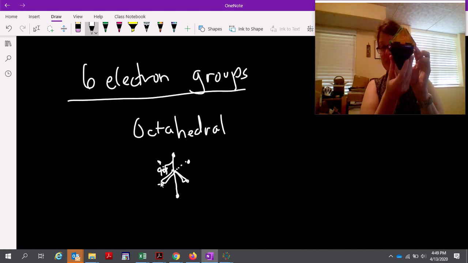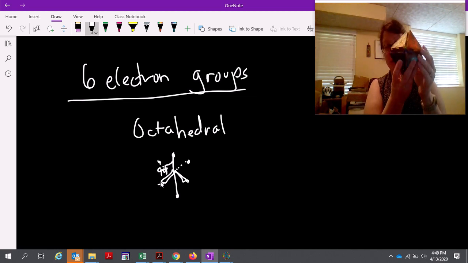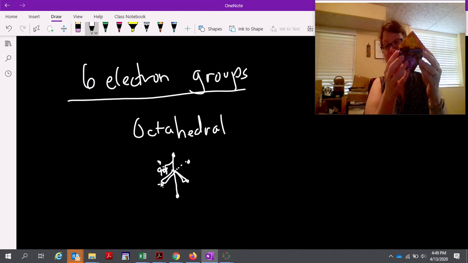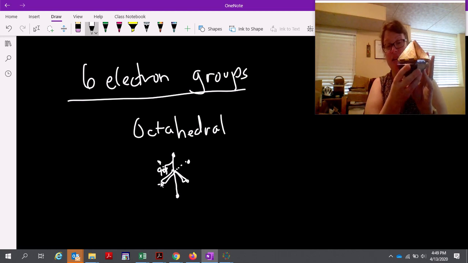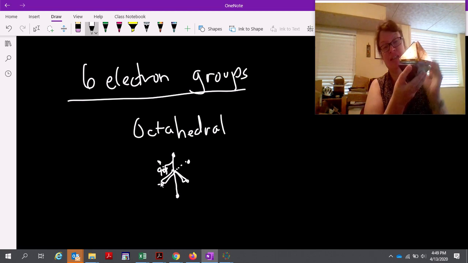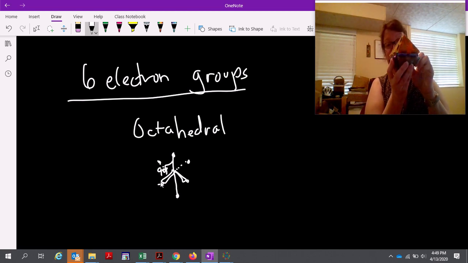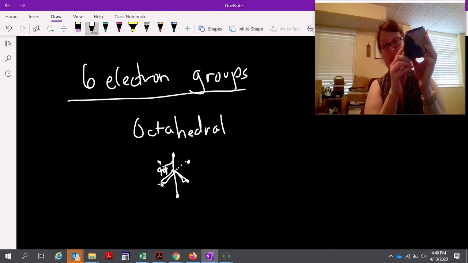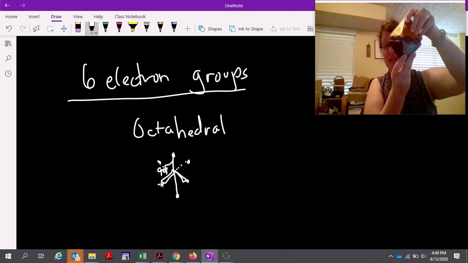So I have, it's very similar, right, to the trigonal bipyramidal, but the only difference is I have a square around the middle. And this has a unique name to it. It's not square bipyramidal. It is called an octahedron, and it gets its name because it has 8 sides, 1, 2, 3, 4 on the top, and then another 4 on the bottom of this thing. And it looks like a nice diamond shape in 3 dimensions.